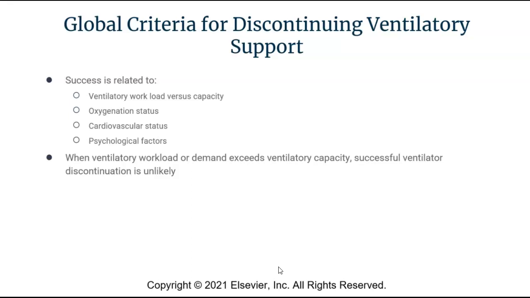So the success of patients' liberation from vent support is going to be related to four main areas. The first of them is going to be the ventilatory load versus their capacity. So how much vent load is required from the patient versus how much they're capable of doing. Their oxygenation status, their cardiovascular function, and then psychological functions. So again, when vent workload or demand exceeds the capacity, that means that it's going to be very, very unlikely for the patient to become extubated. So things again that are going to increase your ventilatory workload are things like decreased compliance, increased resistance, and those mechanical factors. So all of those things are going to cause that ventilatory muscle fatigue and make it hard for the patient to come off the vent.